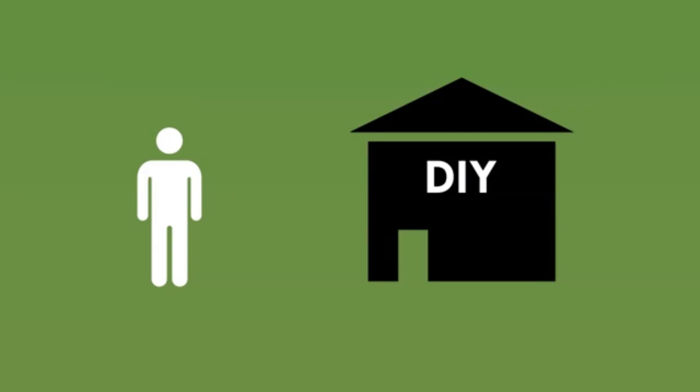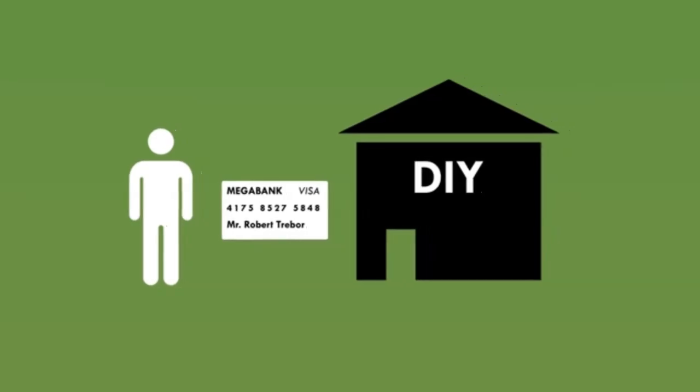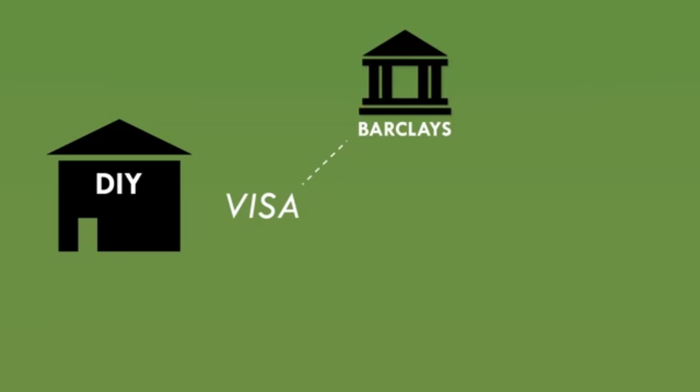He gets to the checkout and pays using his Visa debit card. Here's a simplified version of what happens behind the scenes. First, the DIY store's debit card machine automatically contacts Visa and says, "Please charge £10,000 to this card number." Visa's computer systems then dial up Barclays' computer systems and say, "Robert's trying to spend £10,000 on his debit card, is that okay?" Barclays' computer system checks the balance of the account and says yes.